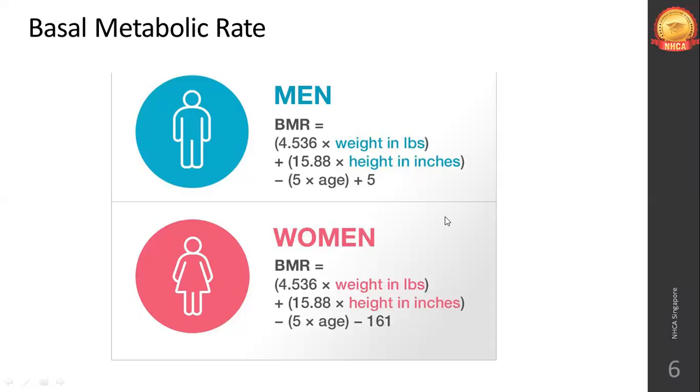B in BODMAS stands for brackets. O stands for operations, like square root, cube root, something like that. That is operations.